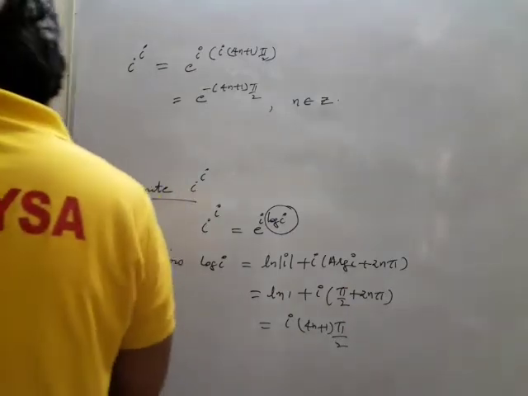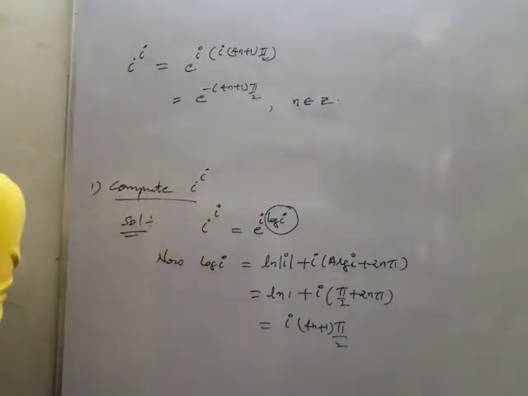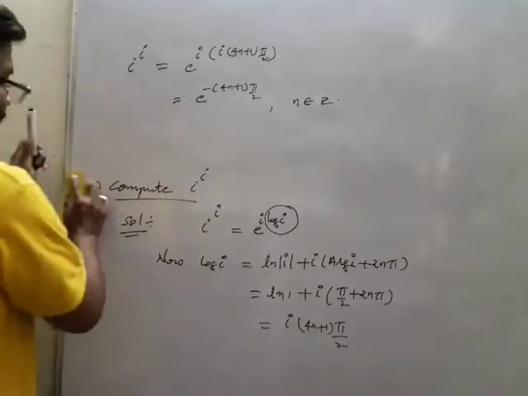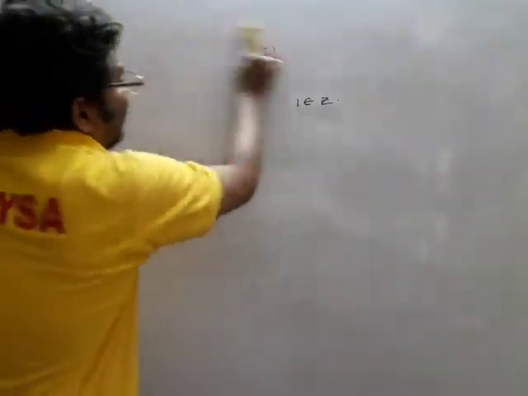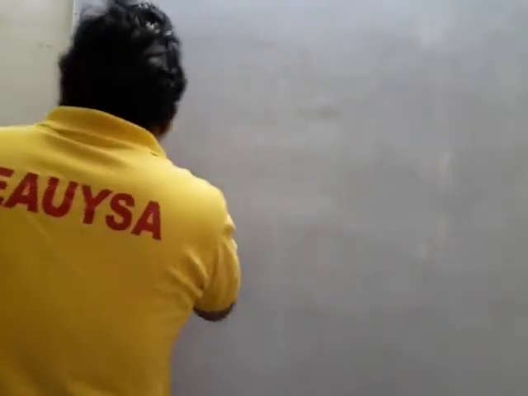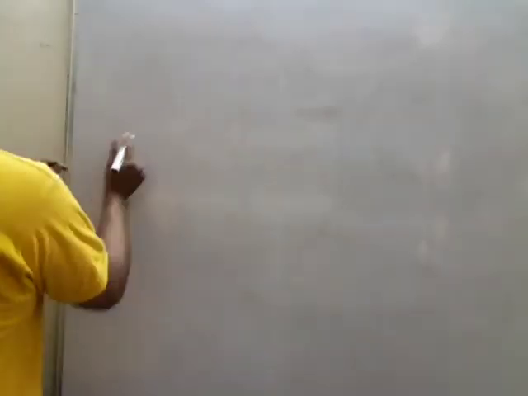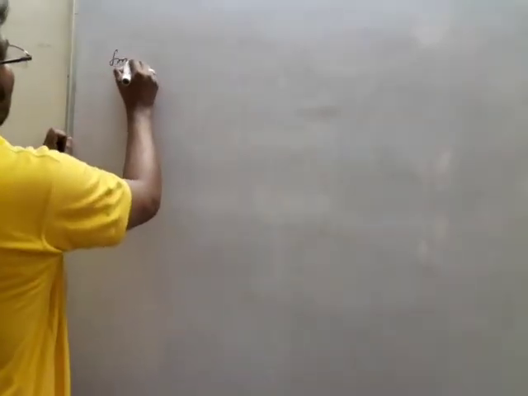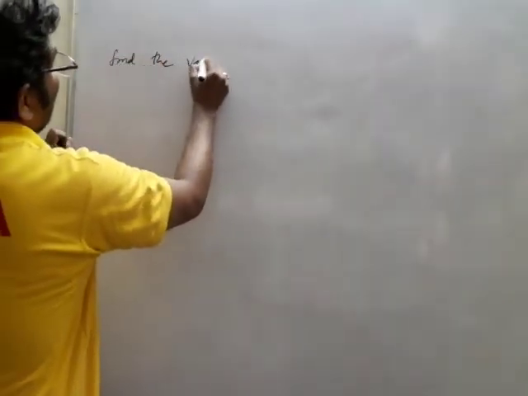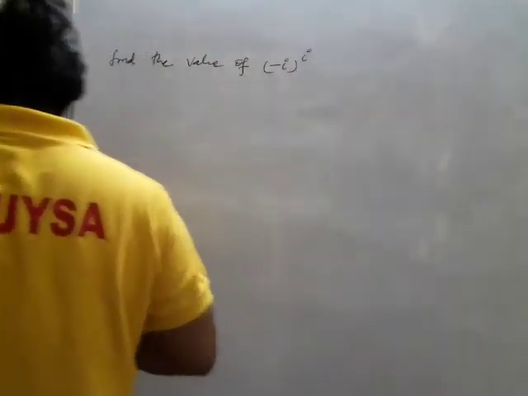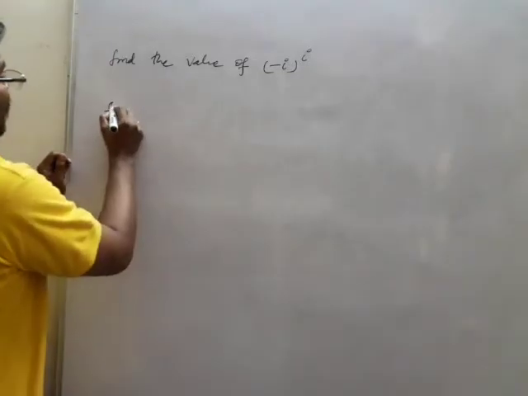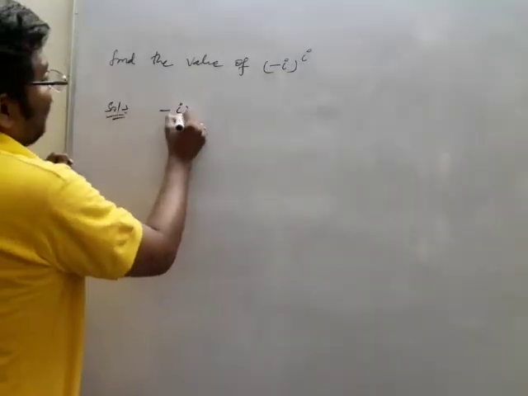Now we'll do one more problem so that you'll understand clearly. We'll try to do one more problem based on this formula, a power b is equal to e power b log a. Now I'll try to find the value of (minus i) whole power i. He has given (minus i) whole power i. Solution: (minus i) whole power i.